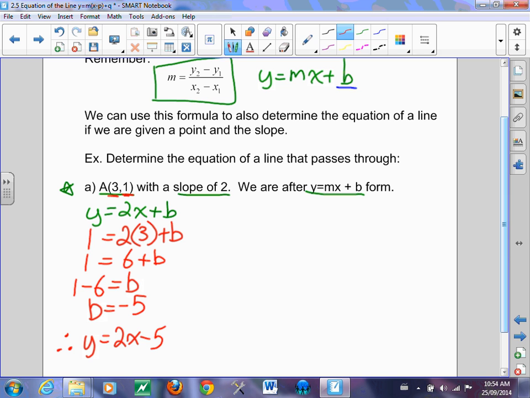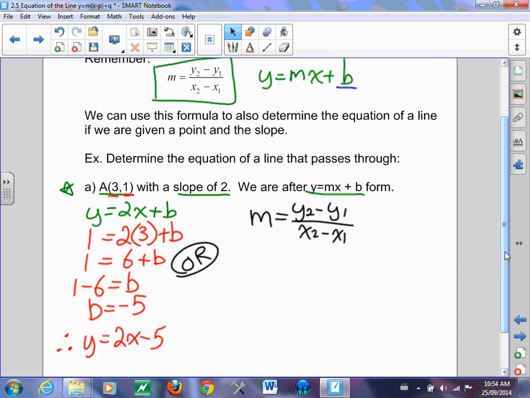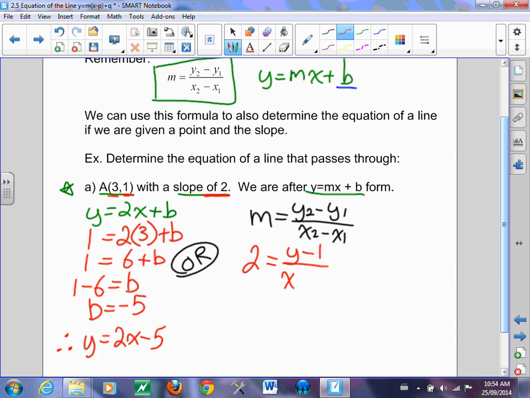Now, that's one way of doing it. I'm going to show you another way, and this is kind of a cool way. I actually like this method, where you just sub it into the slope formula. So I'm going to say slope equals y2 minus y1 over x2 minus x1. And we're going to sub in what we know. Okay, so the slope in this case is 2, so I'm going to sub in 2 equals my y2 value, which I don't know, but I'm going to subtract my y1 value, which is 1, divided by my x2 value, which I'll leave as x because I don't know it, subtract my x1 value, which is 3.